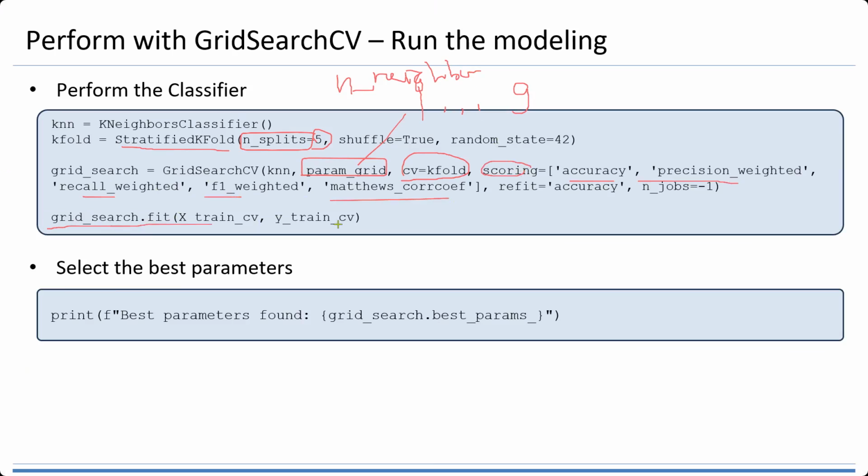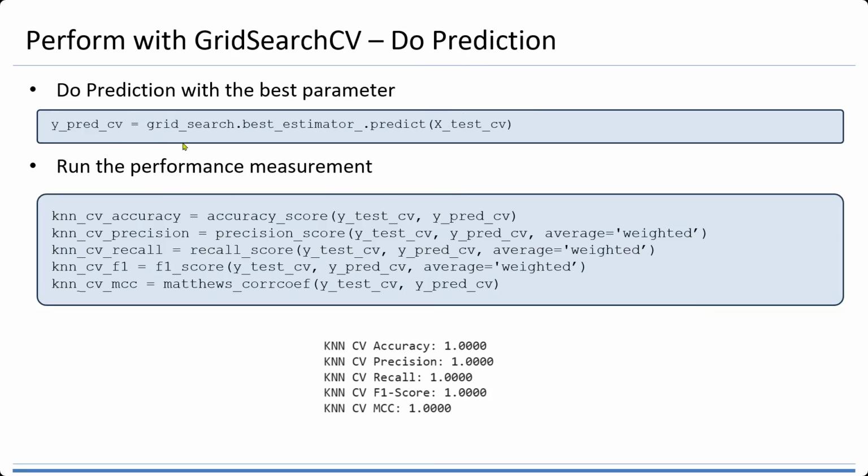And then we do the grid search and check the best parameters. After we get the best parameters, we do the prediction with the best estimator. When we do the prediction with the best estimator, we get the prediction values. And again, we check the performance: the accuracy, the precision, the recall, the F1, and the MCC. And this is the result.